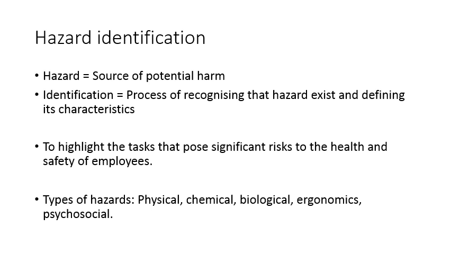Identification refers to the process of recognizing that a hazard exists and defining its characteristics. The aim of hazard identification is to highlight the tasks that pose significant risks to health and safety of employees. Hazards can be classified into physical, chemical, biological, ergonomics and psychosocial hazards. Some people divide hazards into health hazards, safety hazards, and environmental hazards. Types of hazards and their examples are covered in the lecture on Introduction to Occupational Health.